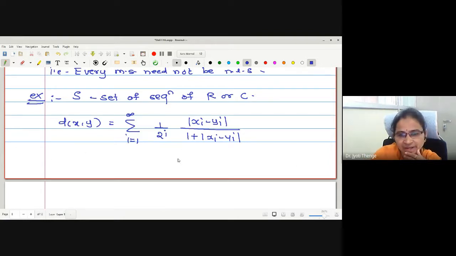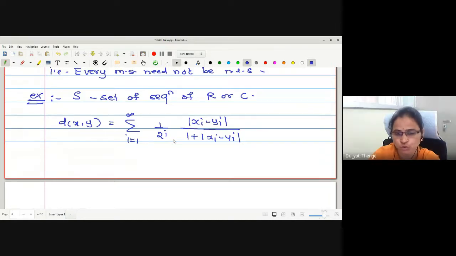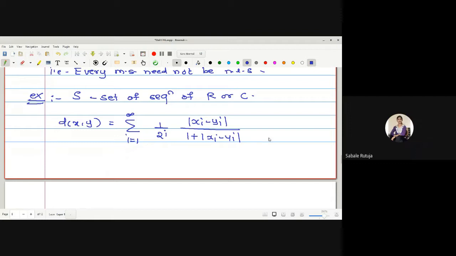First condition, non-negativity: whether the right hand side is non-negative or not. If you observe on the right hand side, we are involved with modulus, and we know modulus is always non-negative. Numerator is non-negative, denominator is non-negative. Therefore, the total term together, 1 upon 2 raised to i, is no doubt non-negative. What about a sum of non-negative terms? Non-negative. The first condition, can I say it's true? This d is, yes, non-negative.